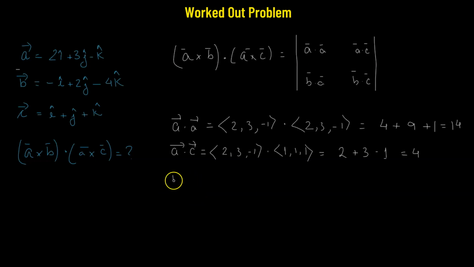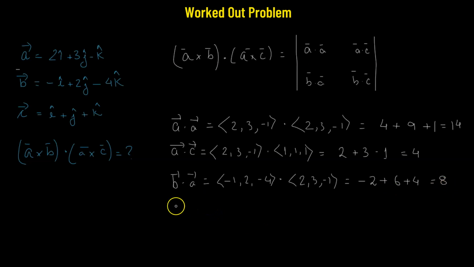Then we have B dotted to A. So vector B is negative 1, 2, negative 4 dotted with A vector, which is 2, 3, negative 1. So this will be equal to negative 1 times 2, negative 2, plus 2 times 3, that is 6, plus negative 4 times negative 1, that is positive 4. So 6 plus 4 is 10, and 10 minus 2 is equal to 8.